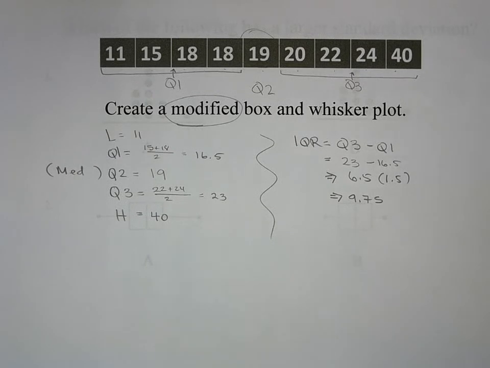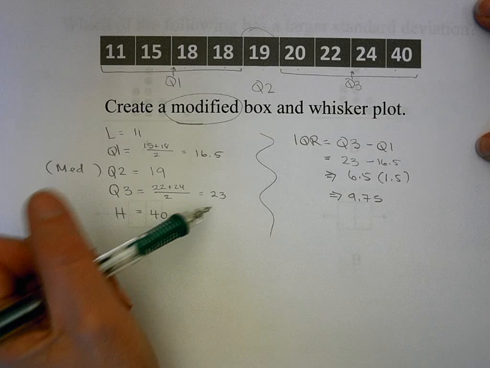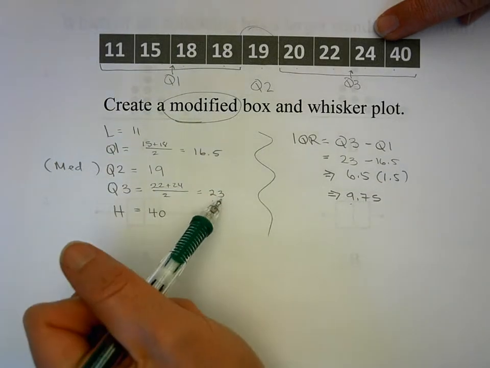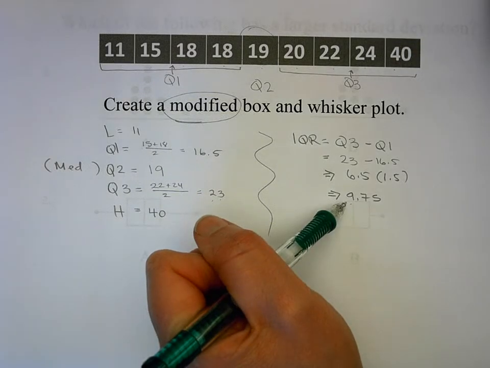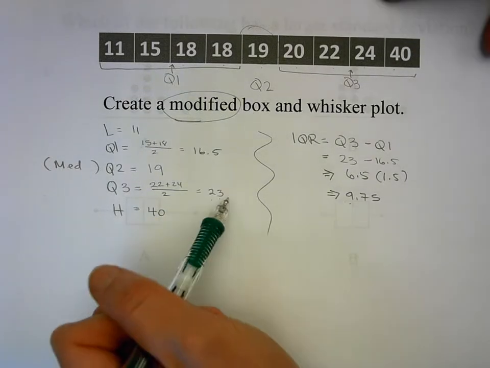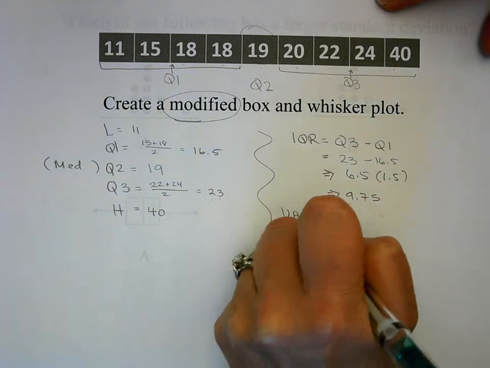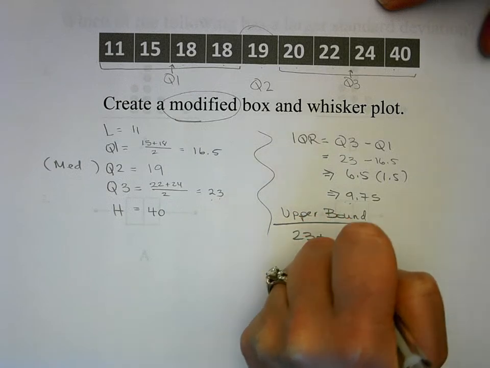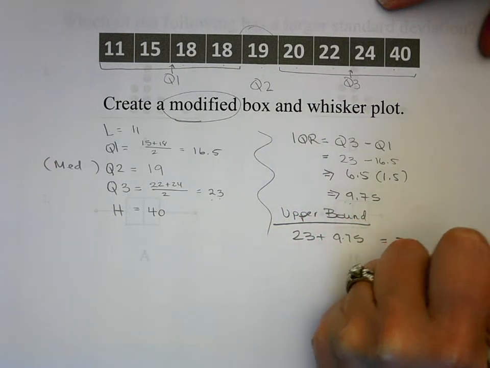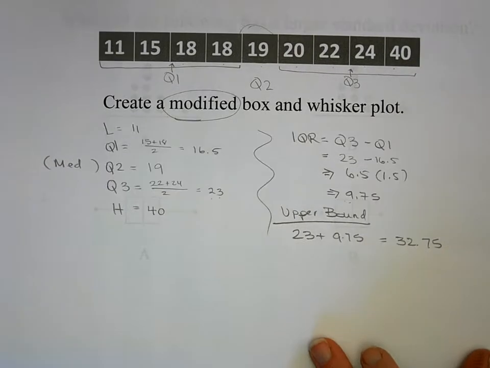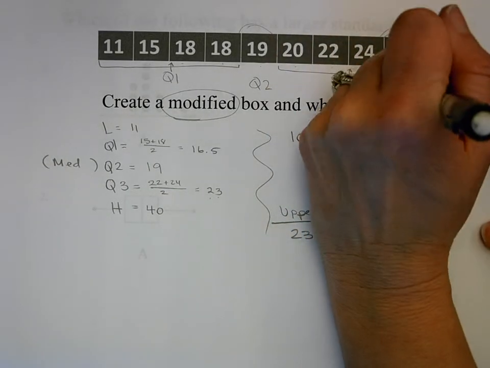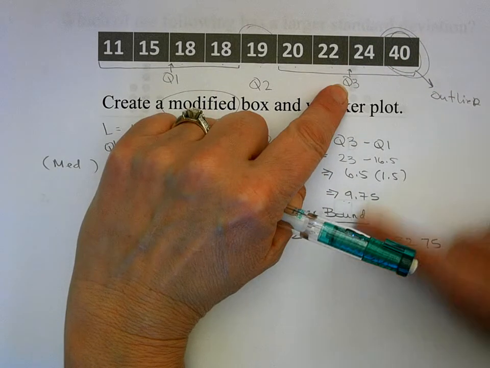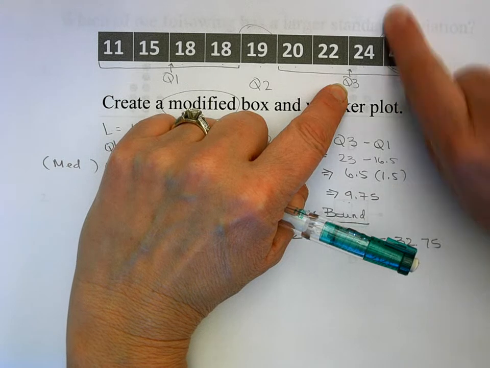So if I'm at Q3, and Q3 is 23, the farthest I can go is 9.75 past that. So I can go 23 and then another almost 10 away from that. So I know that my upper boundary is 23 plus 9.75, so anything above 32.75 is considered an outlier. So this is my outlier. We go up to Q3 and go almost 10 past it, so anything beyond that is an outlier.